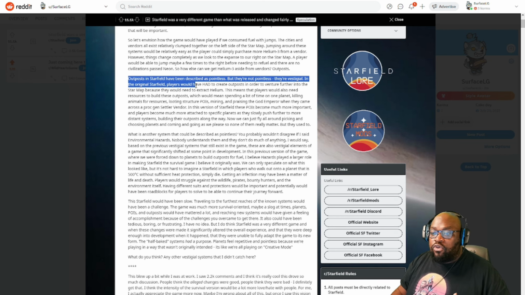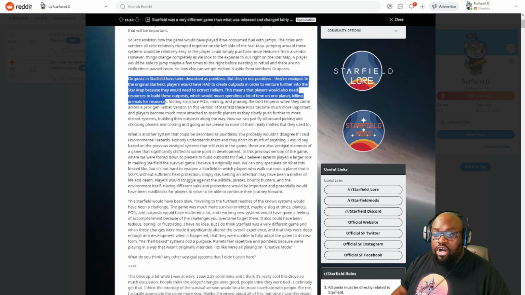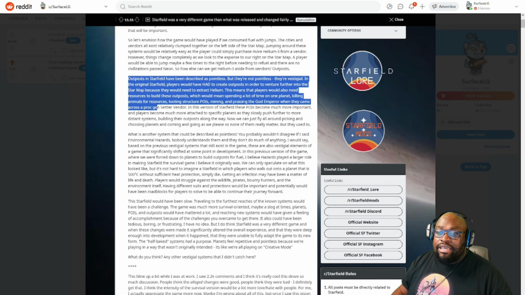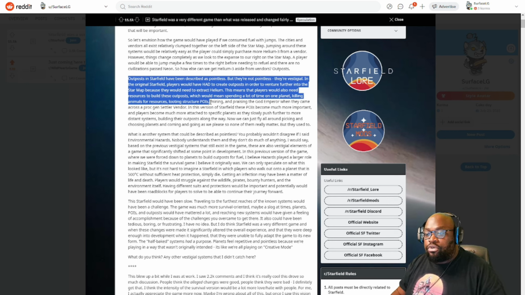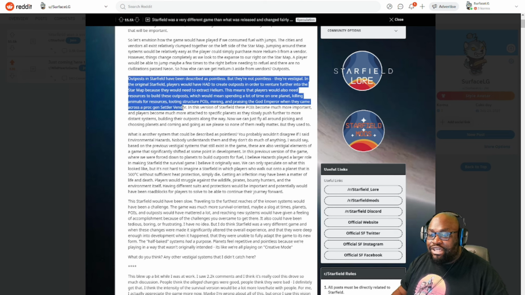In the original Starfield, players would have had to create outposts in order to explore further into the star map because they would need to extract helium. This means that players would also need resources to build these outposts, which would mean spending a lot of time on one planet, killing animals for resources, looting structure, POIs, mining, praising the God Emperor when you came across that proc gen settler vendor. Oh, glorious.